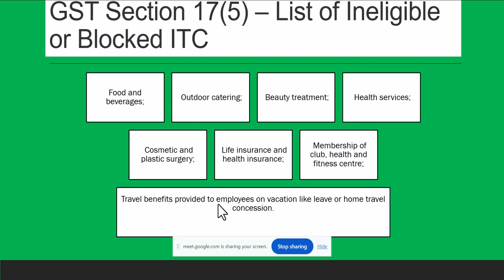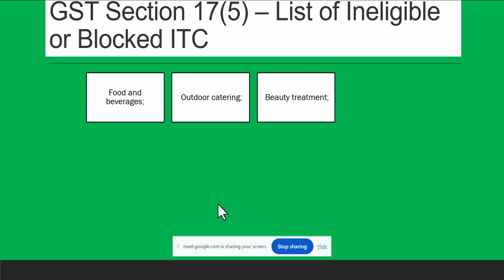ये पढ़िए. Food and beverages, outdoor catering, beauty treatment, health services, cosmetic, just hold on. देखो क्या होता है कि अगर आप बिजनेस कर रहे हो और आपने खाना मंगाया, आपके यहाँ कोई मीटिंग हो रही है, and you ask for pizzas or something, food for all the people who are attending the meeting. सो वो फूड के ऊपर जो आपका 5% जीएसटी लगता है, उसका आपको कोई भी इनपुट क्रेडिट नहीं मिलेगा. So on food and beverages, if you purchase and they are used for your business purpose, still you are not entitled for input credit on items which you are buying as food or outdoor catering.